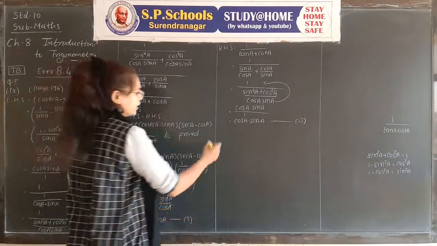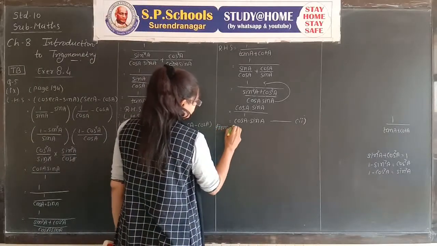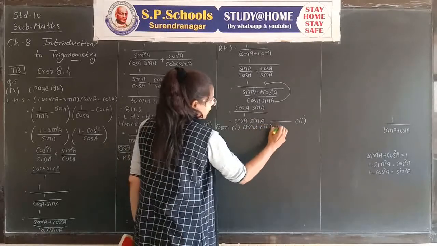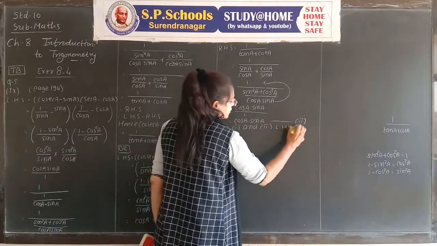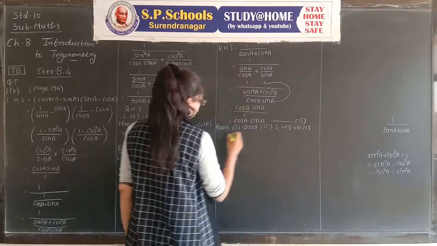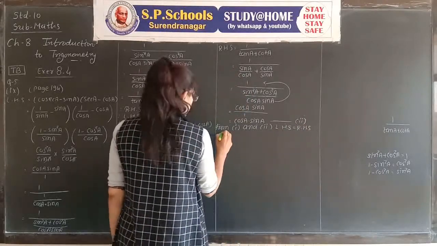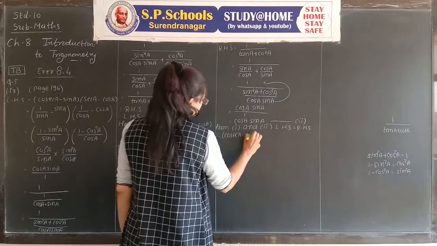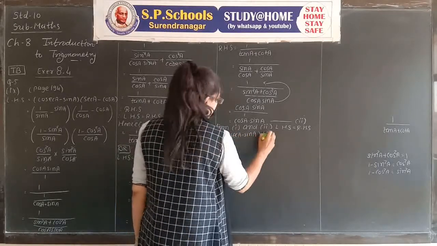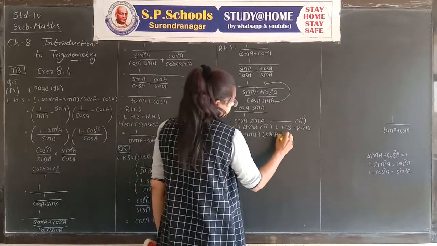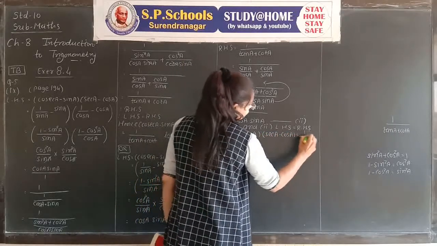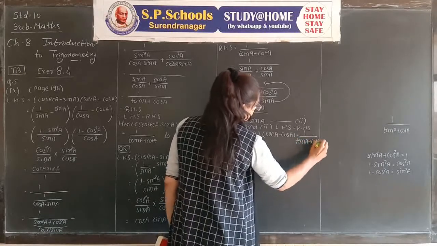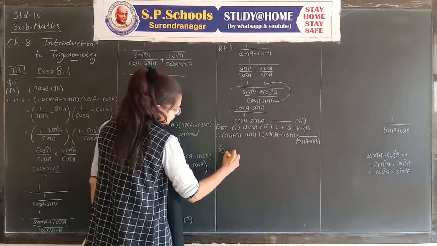From 1 and 2, what happened? From 1 and 2, left hand side is equals to right hand side. Therefore, (cosec A minus sin A) into next bracket (sec A minus cos A) is equals to 1 upon tan A plus cot A is proved.